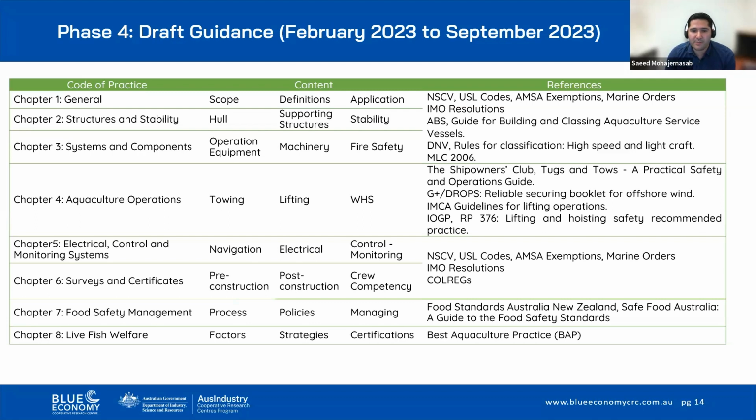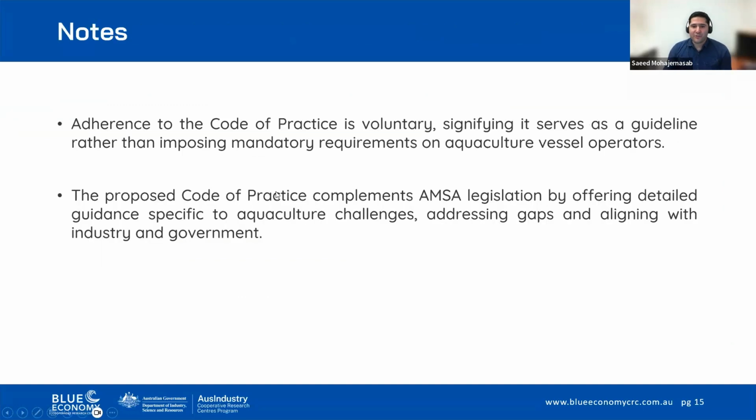And then Chapters 7 and 8 focus on food safety management and fish welfare: processes, policies, factors, strategies, and certifications regarding these two items are based on the Food Standards Australia and New Zealand, and also the Best Aquaculture Practice guides. There are some notes regarding this code of practice Chris mentioned earlier in the beginning of the presentation.